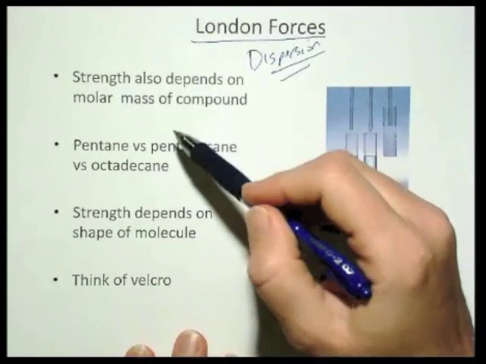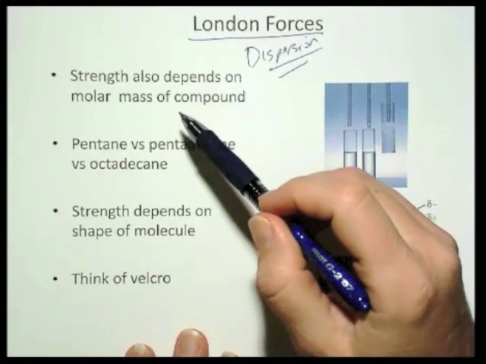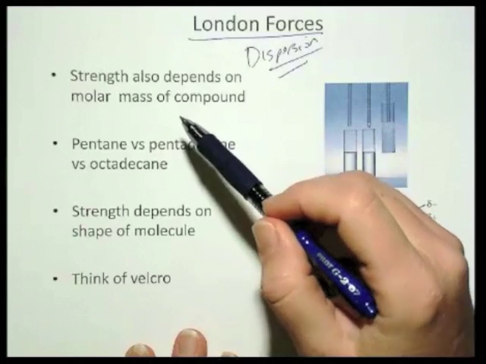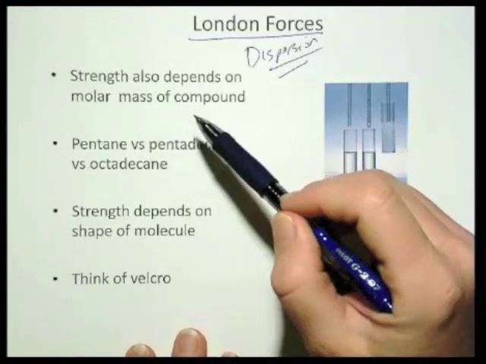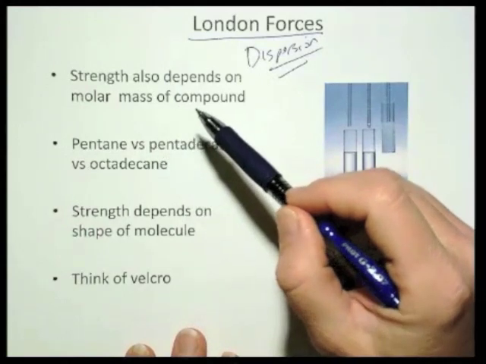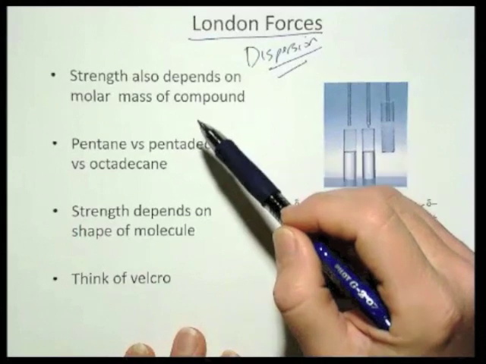So what you see with the London forces in the nonpolar compounds is that the more electrons you have, the bigger the mass, the more of this type of force you're going to see existing. And so with these forces, the bigger the molecule, the stronger the London forces are going to be.